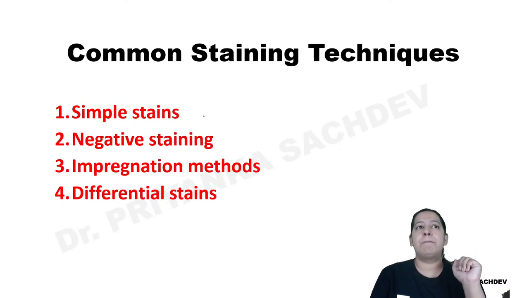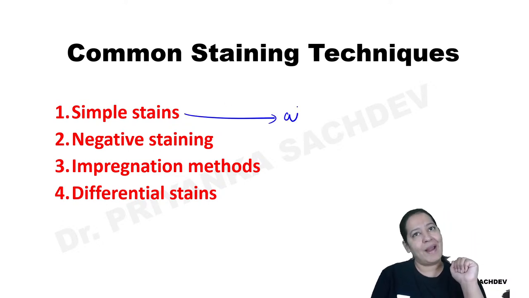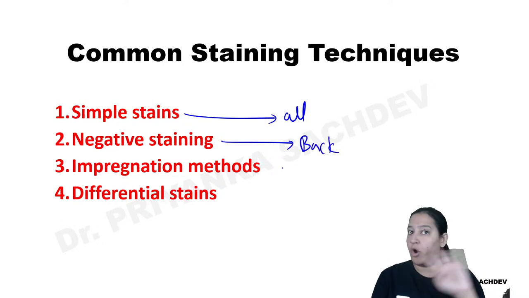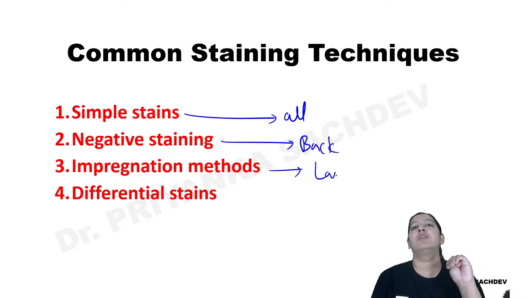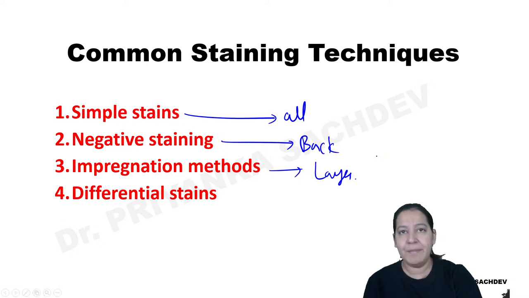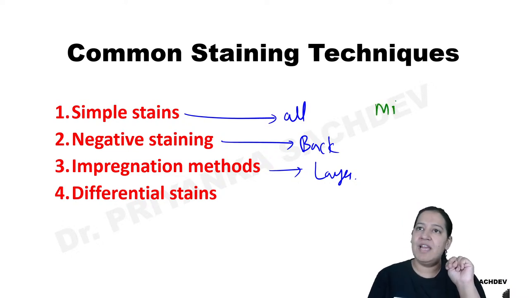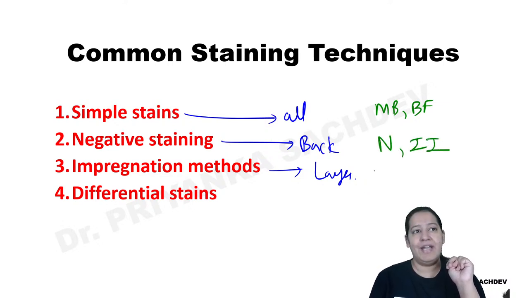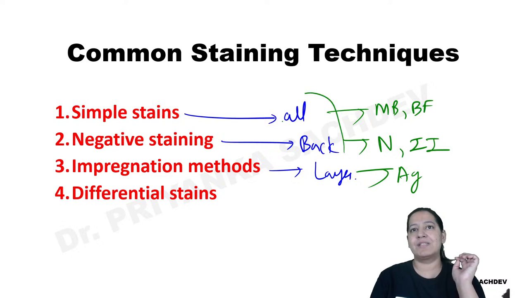So tell me the examples. Simple stain: all bacteria are stained the same. Negative stain: the background is stained, not the bacteria. Impregnation: we do the layering. This is the definition. Tell me two examples. Simple stain: methylene blue, basic fuchsin. Negative stain: Negrosin and Indian ink. Impregnation, only one: silver. So the three stains, three examples, three definitions.